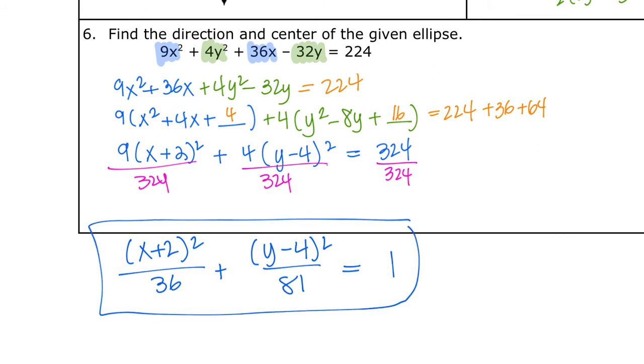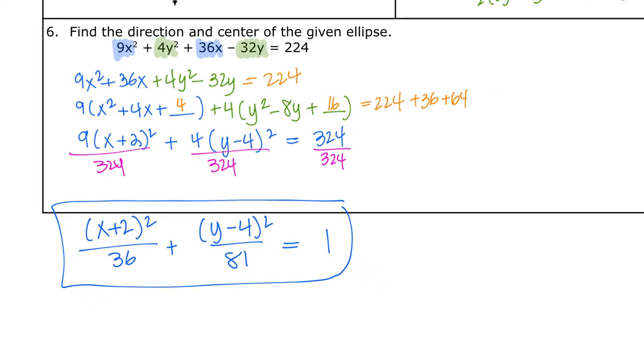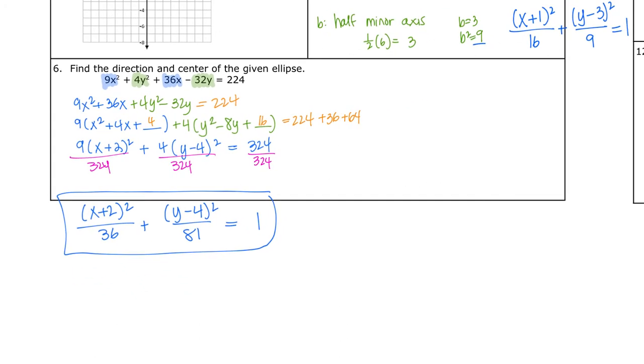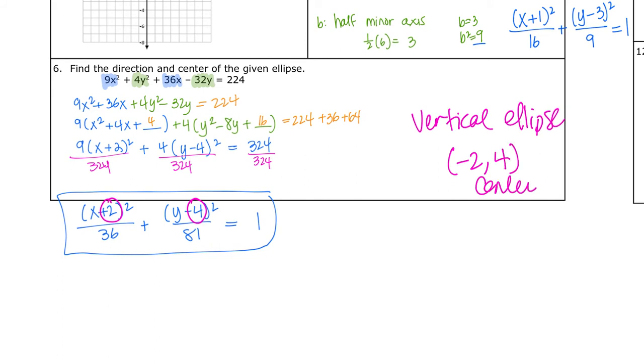But they're asking us to identify the direction. So for direction, you look at your denominators. And between 36 and 81, 81 is definitely bigger. And that's underneath y. Y controls the vertical axis. So this is going to be a vertical ellipse. And then they also want us to identify the center. That comes from the numbers here. I know it says plus 2, but it's actually going to be negative 2 and then 4. So that's our center.